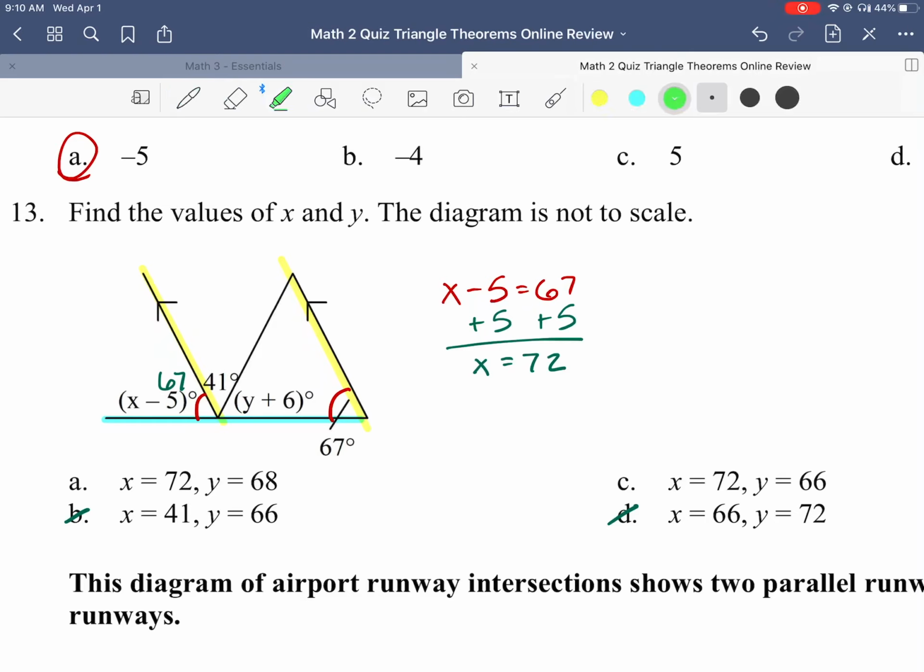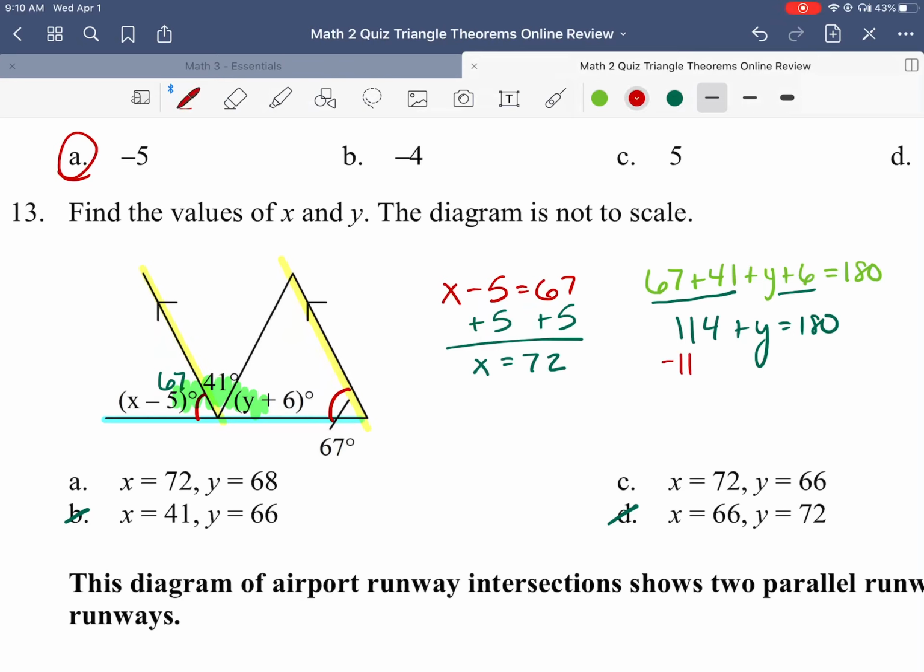Now if I want to find y, notice that these three angles together make a straight line. All straight lines equal 180 degrees. So 67 plus 41 plus y plus 6 equals 180. Combine my like terms, 67 and 41 is 108. Oh, I forgot my 6. Plus 6 is 114. Minus 114 from both sides, and y equals 66.